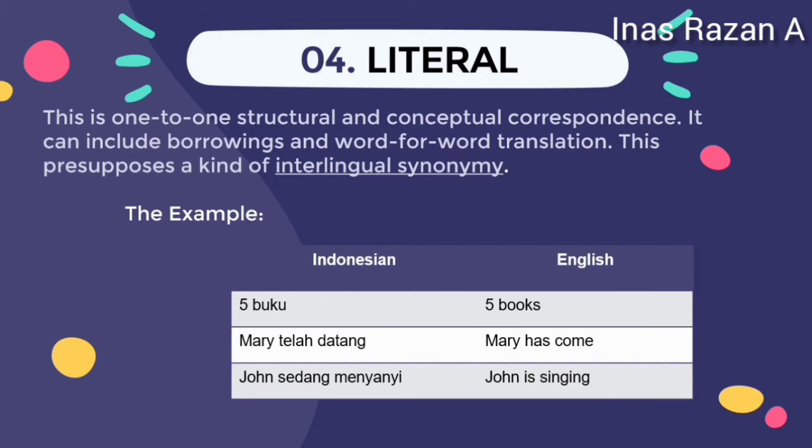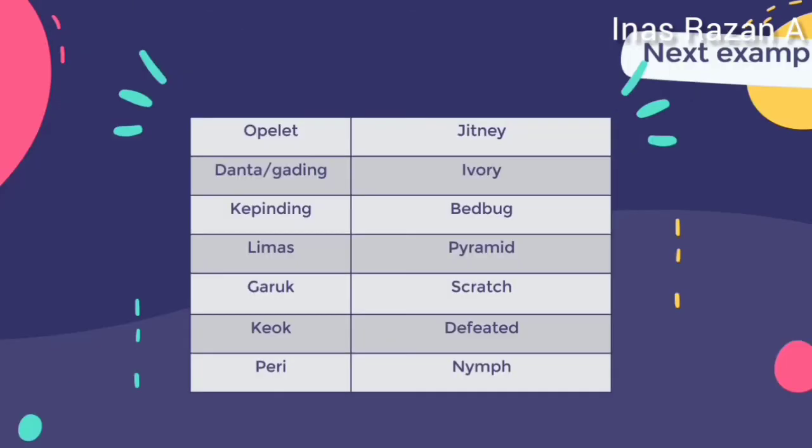The example, in Indonesian, "5 buku". In English, "5 books". "Mary telah datang", "Mary has come". "John sedang menyanyi", "John is singing". "Danta atau gading", "ivory". "Kepinding", "bedbug". "Limas", "pyramid". "Garuk", "scratch". "Keok atau dikalahkan", "defeated". "Peri", "nymph".